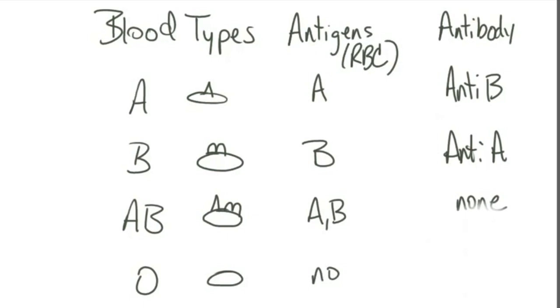Type O has naked cells, so they can have this floating around, and they can have this floating around, and it's got nothing to stick to. Do you guys see that? Type O, therefore, has what? Both the anti-A and anti-B antibodies.